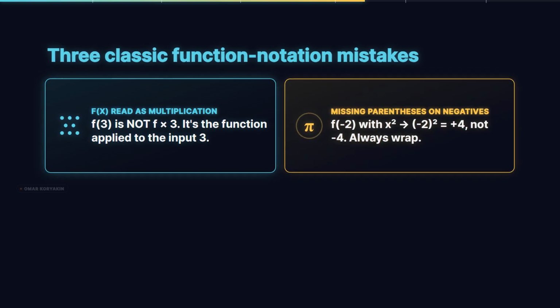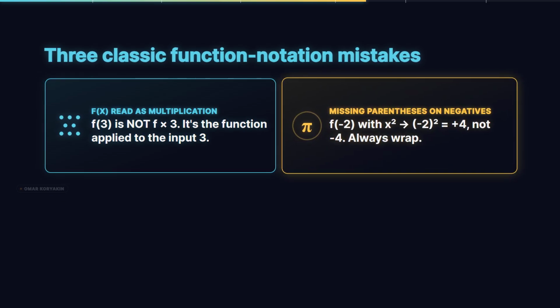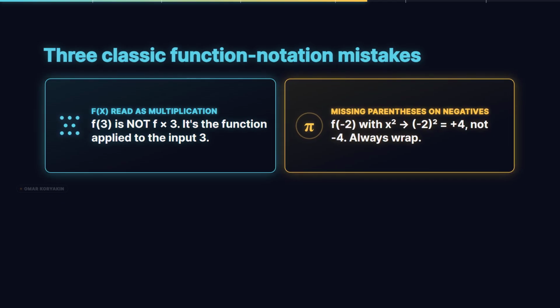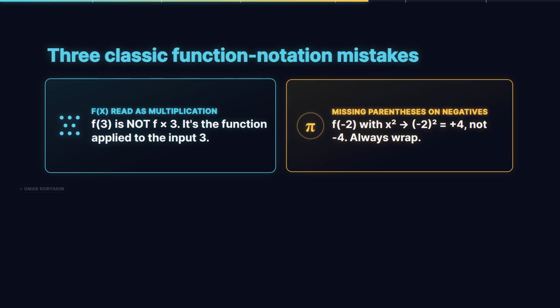Second mistake, forgetting to wrap a negative input in parentheses during substitution into a rule with squared or higher power terms.